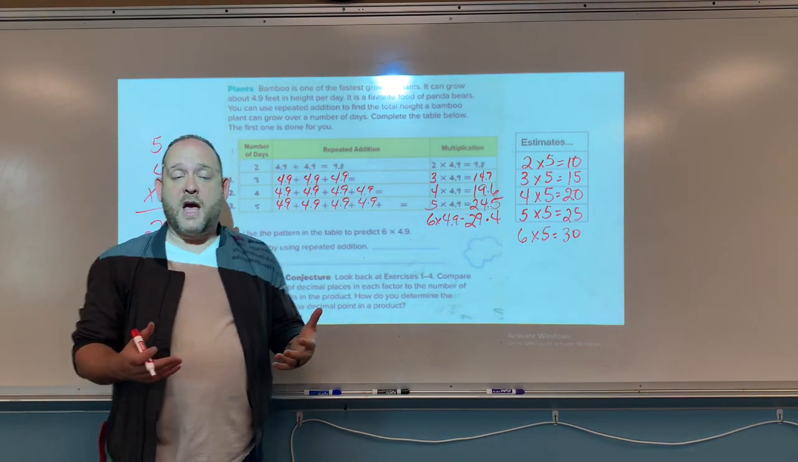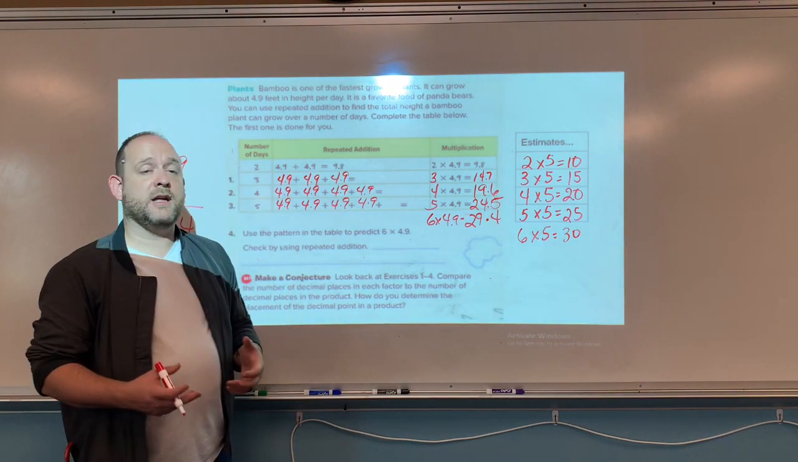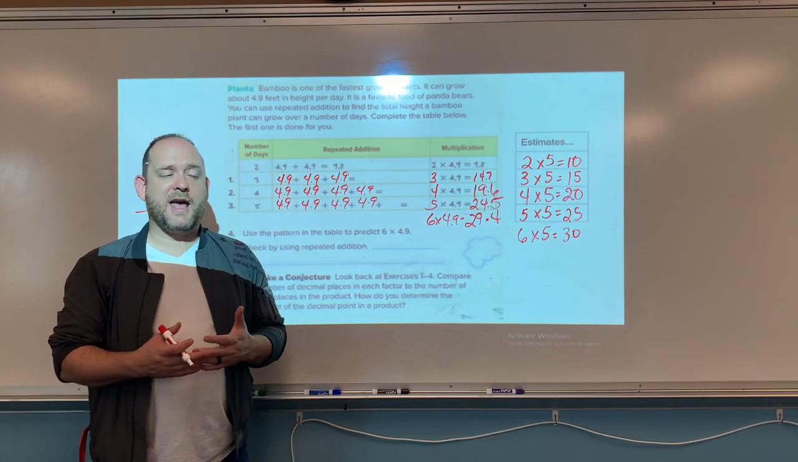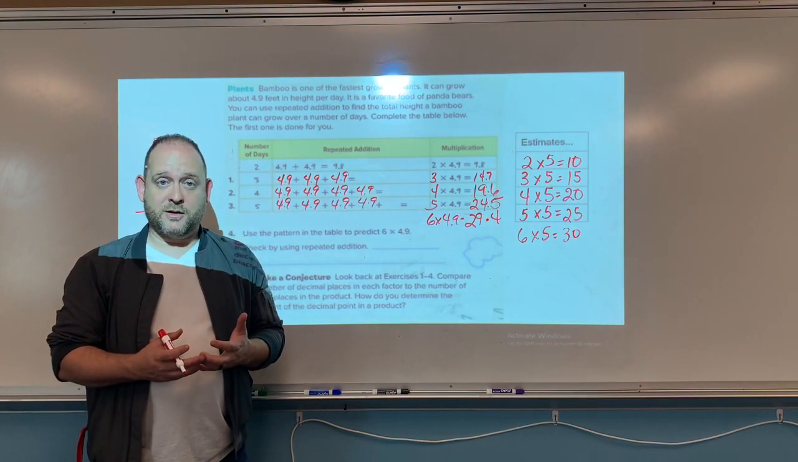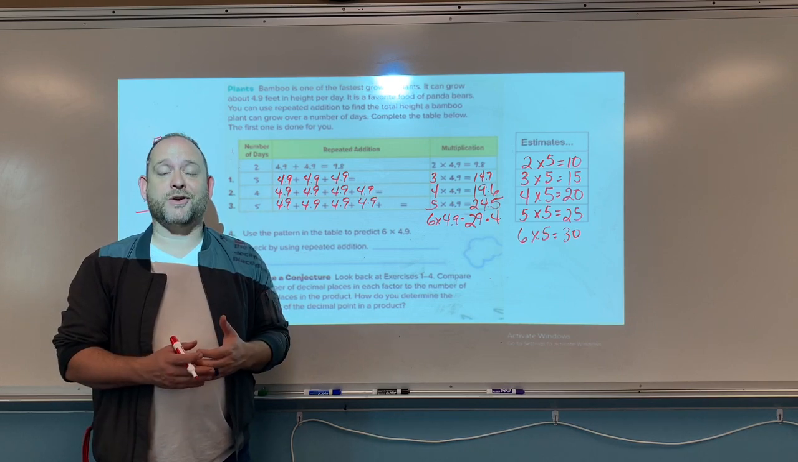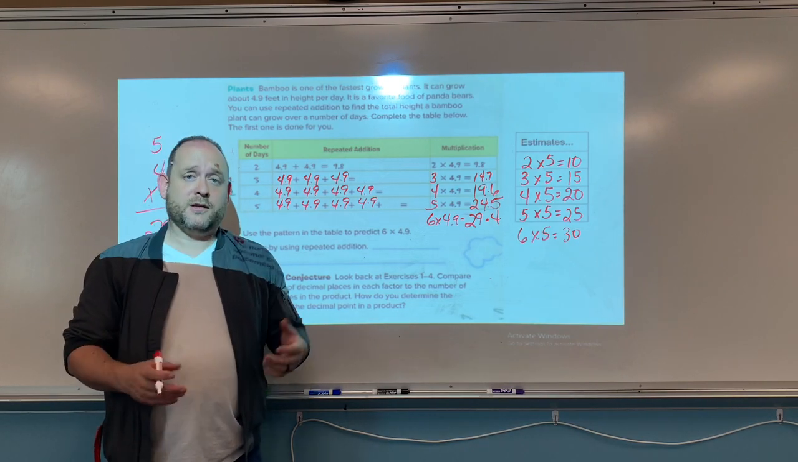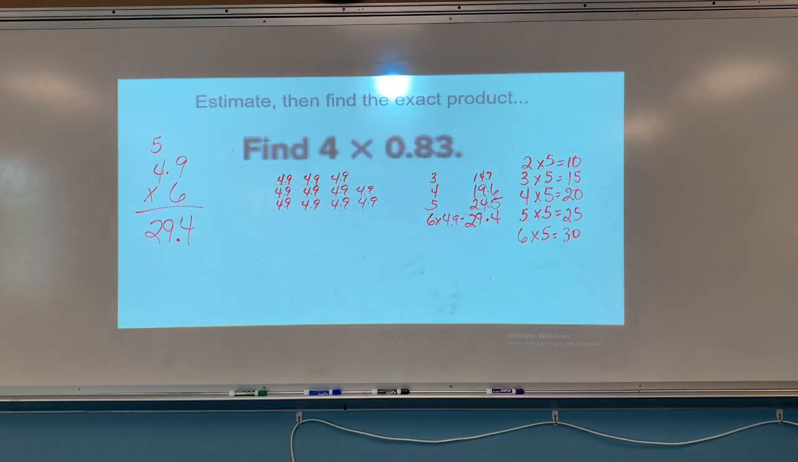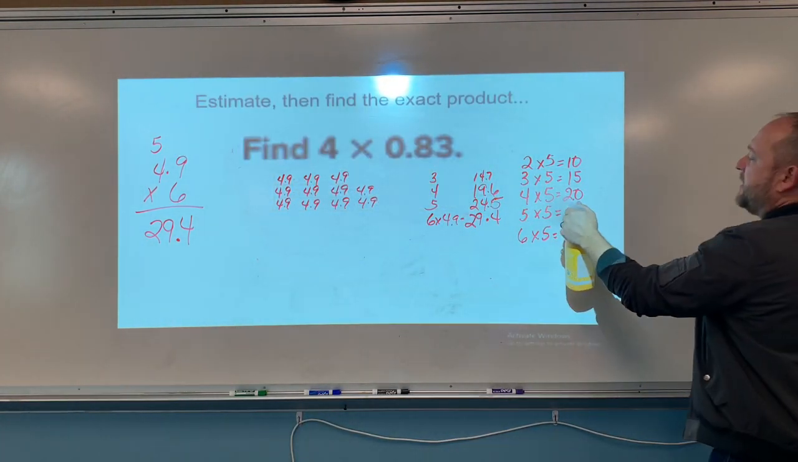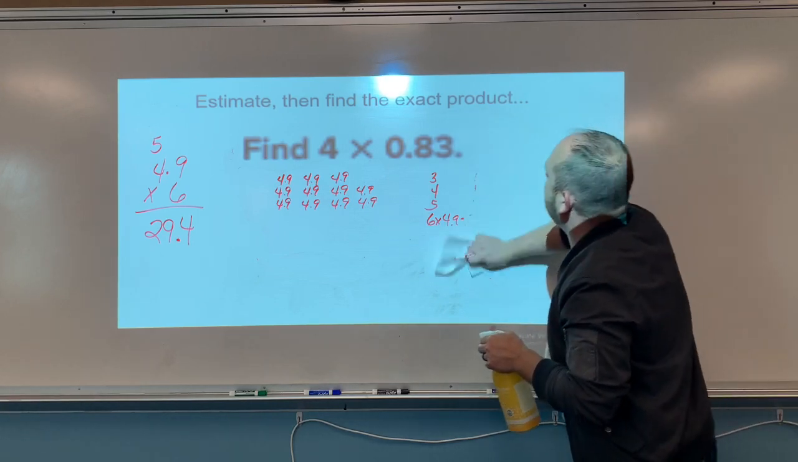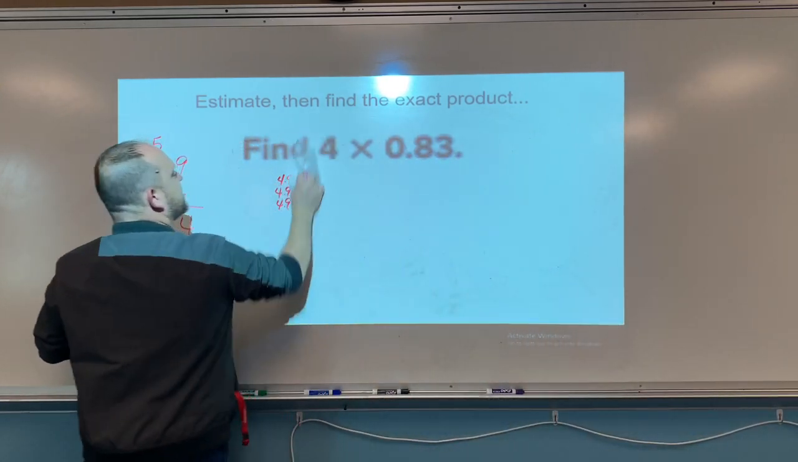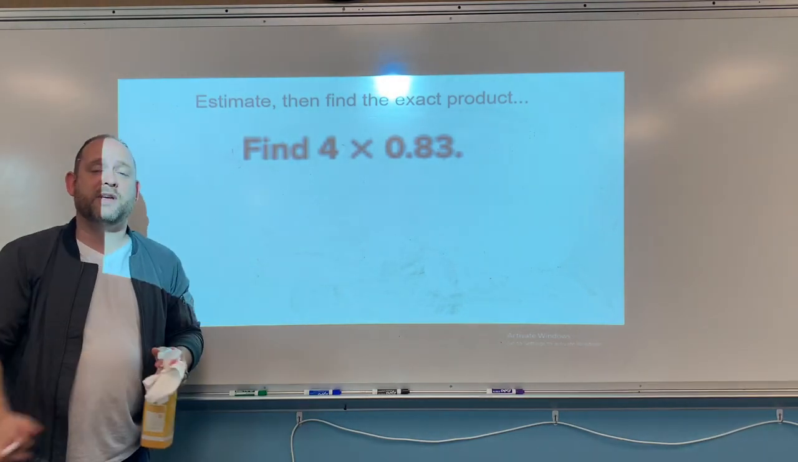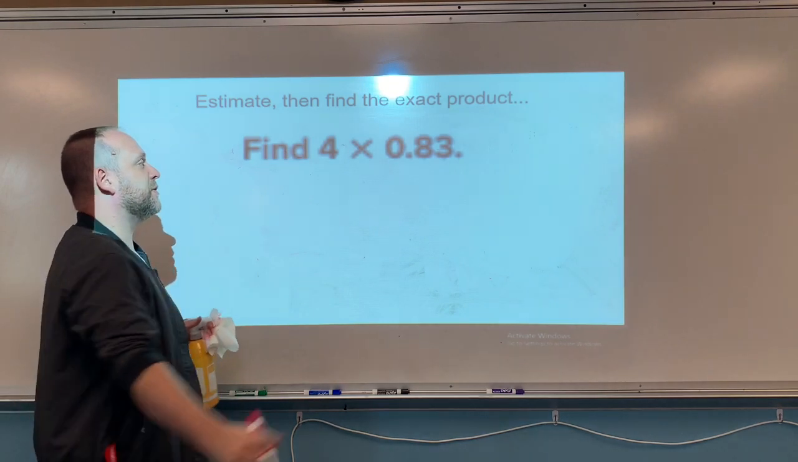It doesn't matter how many digits you have on either side. However many digits you have in your question behind the decimal point, you're just going to add that many to your answer, and you're going to have the correct answer as long as you multiply correctly. Let's try another one together. All right, so we're going to estimate and we're going to find the exact product. We're only going to do a couple of these, and then I want you to try some of these on your own. Because after a full week of multiplication, just moving a decimal point shouldn't be that difficult, right?